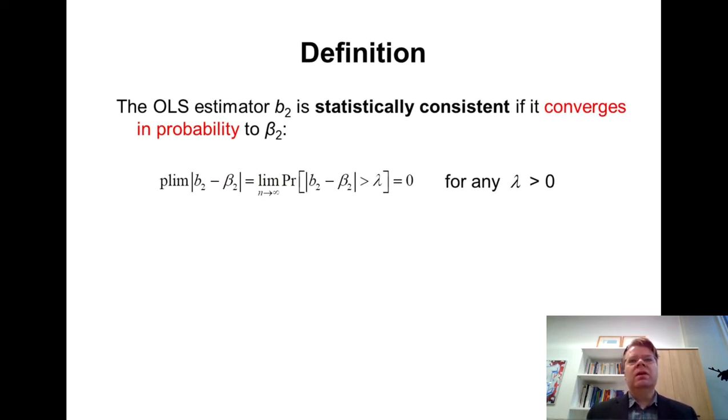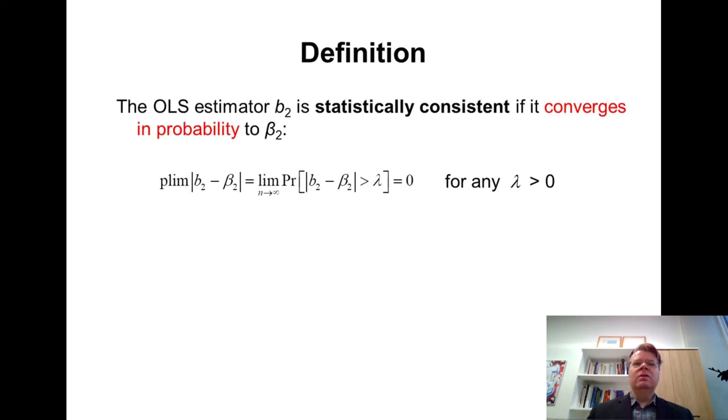We can also express it in another way, using the usual probability. So there is this probability operator in the middle, which states that the probability that the absolute value of the difference between b2 and beta 2 is greater than some constant lambda, where lambda is just some arbitrary positive number greater than zero, goes to zero as the sample size n approaches infinity. So in that sense, we can think of it as a limiting value of the probability of something happening. Okay, so this might sound a little bit technical.